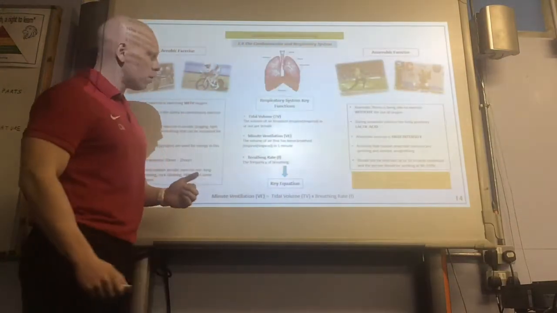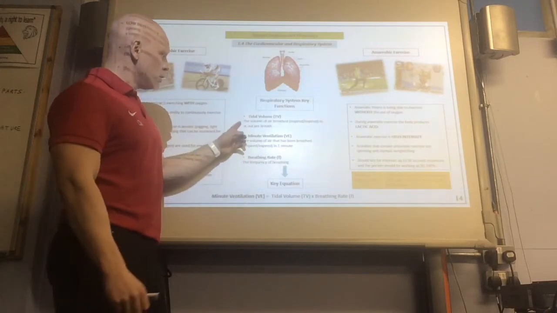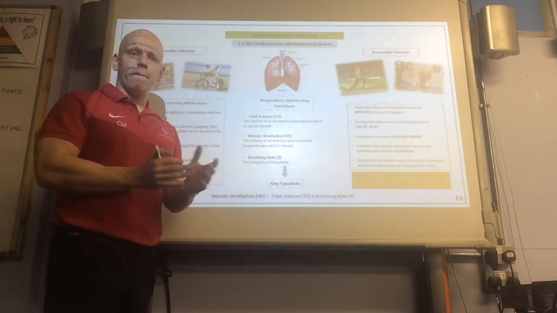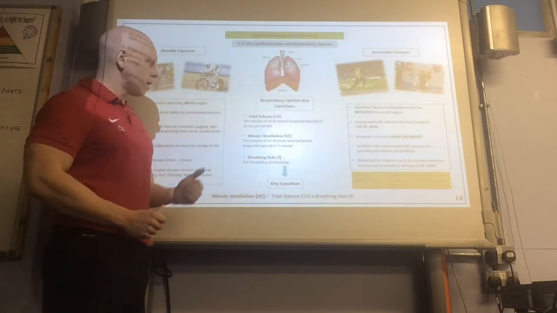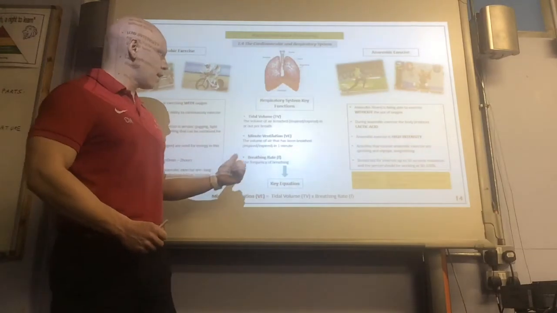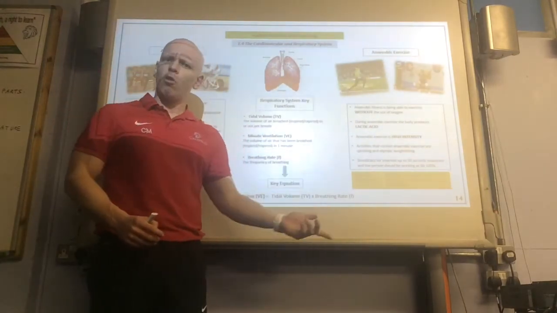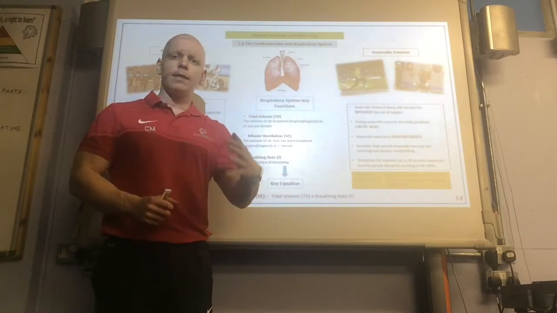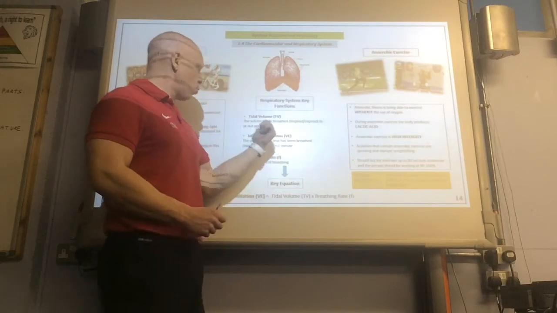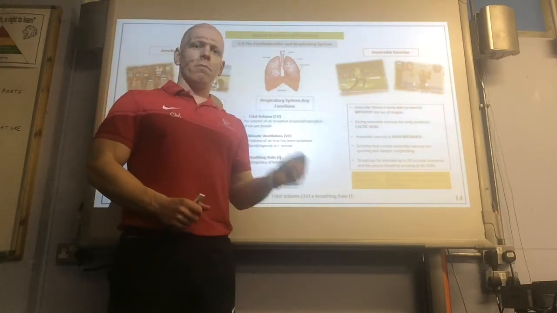So let's have a look at what's involved now. When we measure this, we use three things. Like with the cardiovascular system, where we had an equation, we've got an equation for this. Tidal volume, TV, is the volume of air breathed in or out per breath. Link that to stroke volume with the heart, which was how much blood is pumped per beat. This one is how much air is taken in or out per breath.